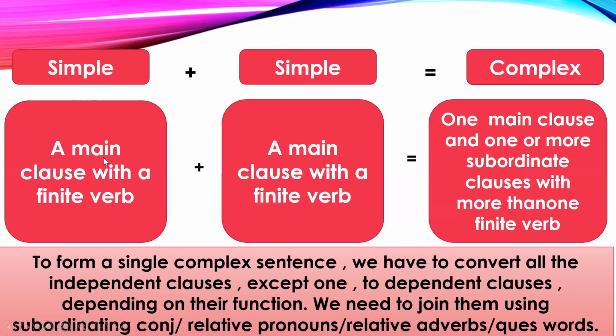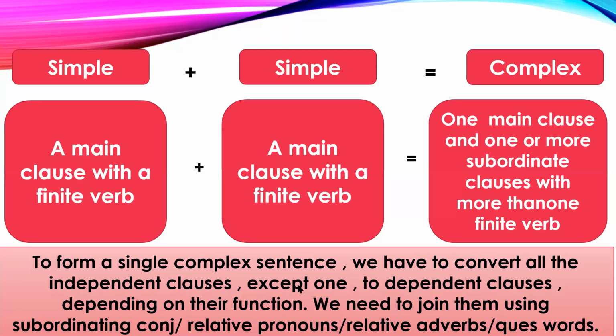So a simple sentence, you know, has a main clause with one finite verb, and a complex sentence will have one main clause and one or more subordinate clauses with more than one finite verb. Now, how to form a complex sentence? To form a single complex sentence, we have to convert all the independent clauses except one. There has to be one main clause, but the remaining independent clauses have to be converted into dependent or subordinate clauses.